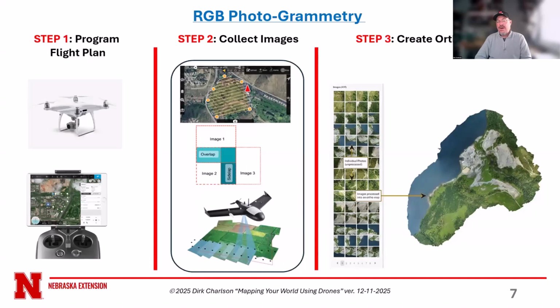As that drone follows that path, it will take individual pictures. Those pictures will be overlapped, so it's easier to connect them and put them into software, step 3, where we combine them to create what seems to be a single image. We call this an orthomosaic.